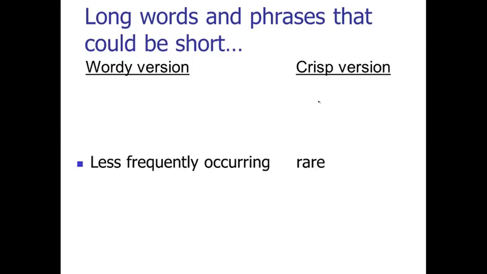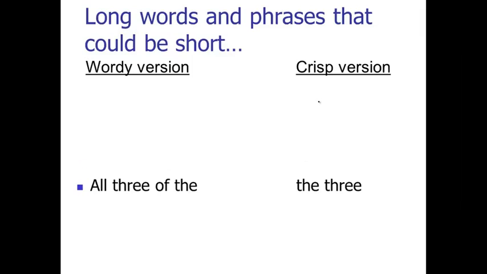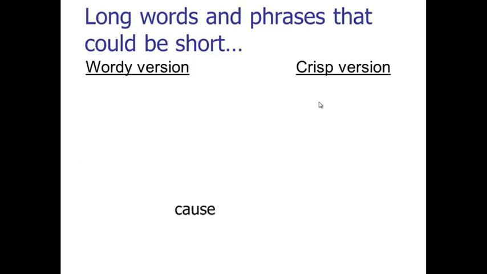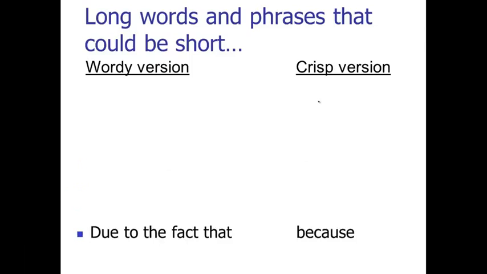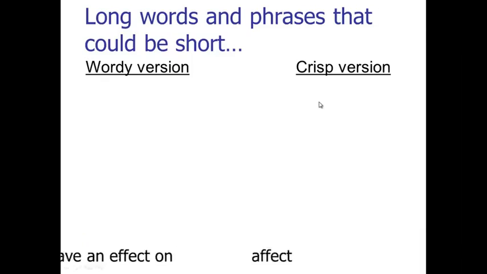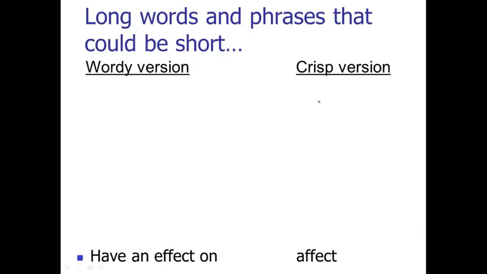Less frequently occurring. Well, how about just rare? All three of the, well, just the three. Give rise to. That's just cause. Due to the fact that. That's one of my favorites. That's a lot of extra words for saying because. And you're not gaining anything by putting all those extra words in. Have an effect on. That could just be affect. You can think of lots of examples like this.